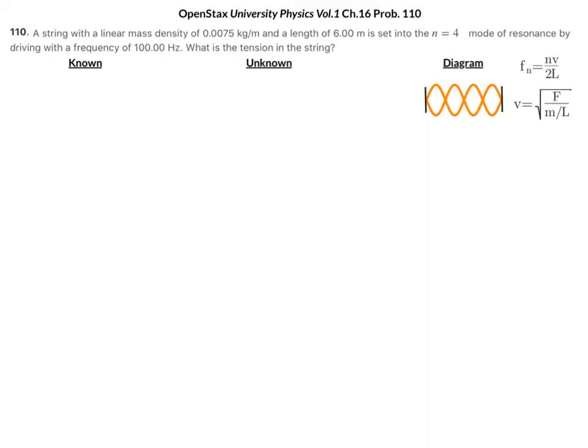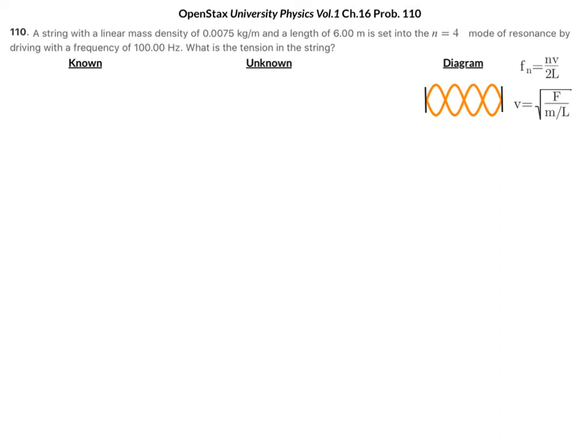So here I have a diagram. This is the string. It's constrained at both ends, and we get 4 different patterns for n equals 4. And then I pulled some useful equations that we're going to be using. So this equation, F sub n is nv over 2L, is for the nth frequency for a string that vibrates when it is constrained at both ends. And then v is the square root of force divided by m over L, or by the linear density of the string, is the speed of a wave on a string.